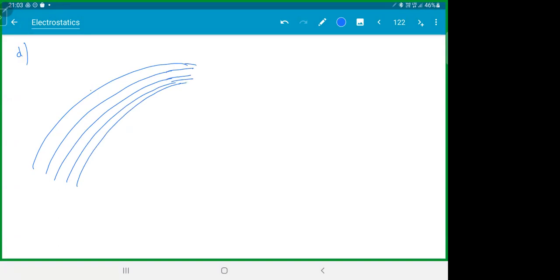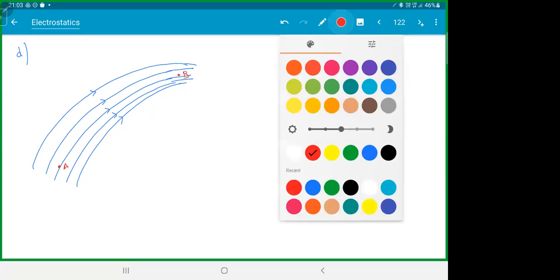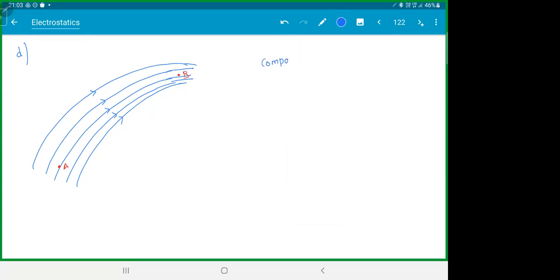Okay, so there are field lines like this. There is a point A here and a point B here. Compare the magnitude of the electric field between A and B. Who has more electric field, A or B? Who has more potential, A or B? So electric field lines are given and there are two points A and B. Who has more field, who has more potential? Try. Everyone, I'll give you 30 seconds. Theoretical question.